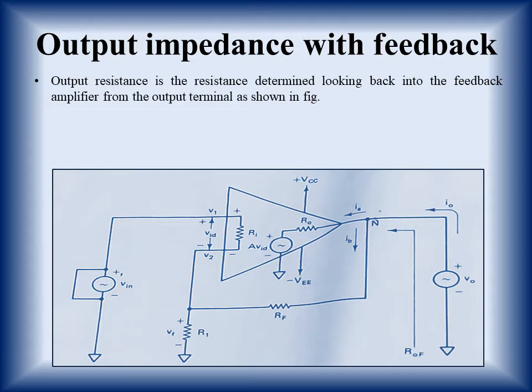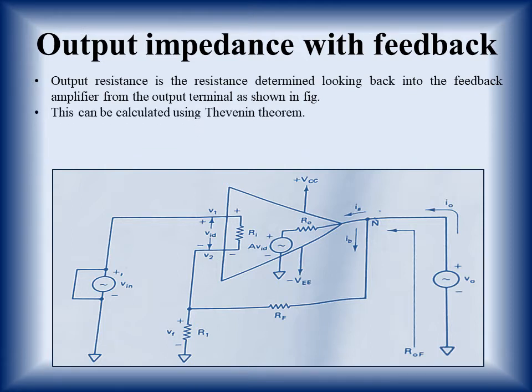मतलब इसका मीनिंग क्या हो गया? इसका मीनिंग ये हुआ कि बाहर से जब आप उस टर्मिनल के आउटपुट टर्मिनल के बाहर से खड़े होकर पीछे देखते हैं तो आपको जो रेजिस्टेंस दिखाई देता है दैट फीडबैक एम्पलीफायर का, दैट इज आउटपुट रेजिस्टेंस.